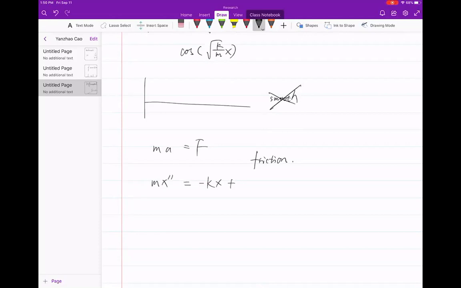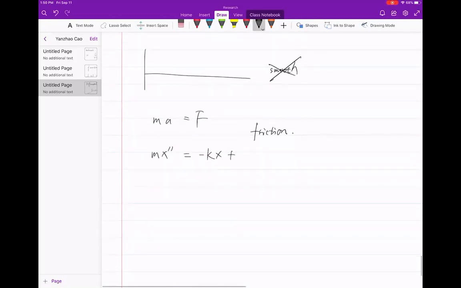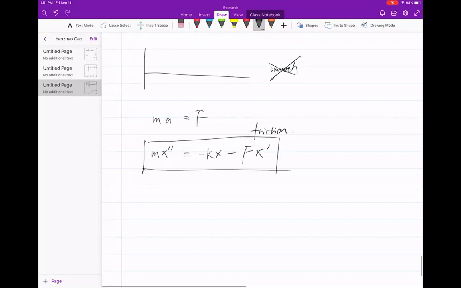Don't know? Okay, yeah, it's proportional to your velocity. So let's just put a, I don't know, f here to indicate it's a constant times your velocity. And it should have a negative sign because if you're going to the right, your friction goes to the left. Okay. But wait a second, your velocity is nothing but just your x prime, right? So here you got the complete version of the spring mass system. Okay, this time with friction.